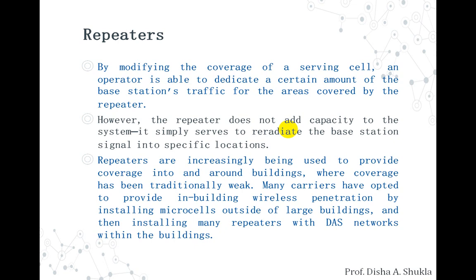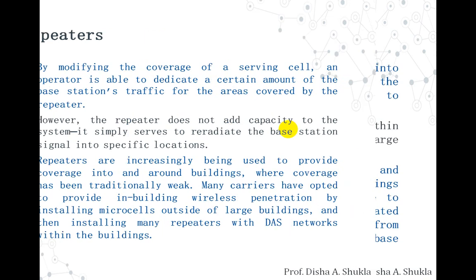Now, however, the repeater does not add capacity to the system. It simply serves to re-radiate the base station signal into specific locations. Repeaters are increasingly being used to provide coverage into and around buildings where coverage has traditionally been weak. Many carriers have opted to provide in-building wireless penetration by installing microcells outside of the large buildings and then installing many repeaters with DAS networks within the buildings.